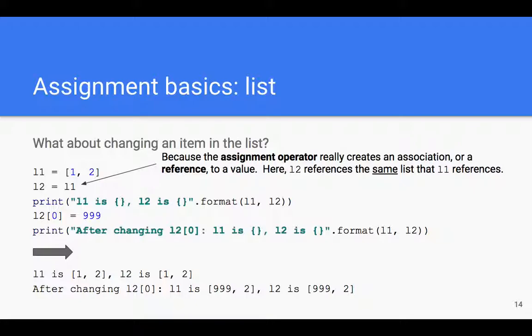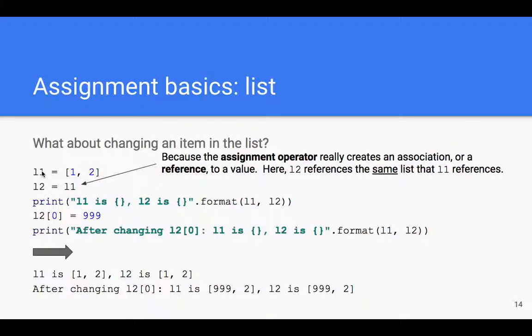So it can be used as both a noun and a verb. It just kind of means L2 is pointing to this particular list. So in this very first line, when L1 is assigned the list of 1 and 2, L1 is really a name that points to or is associated with or references the list 1 and 2. In this second line, L2 equals L1, L2 is assigned L1, meaning L2 references the same list that L1 references.